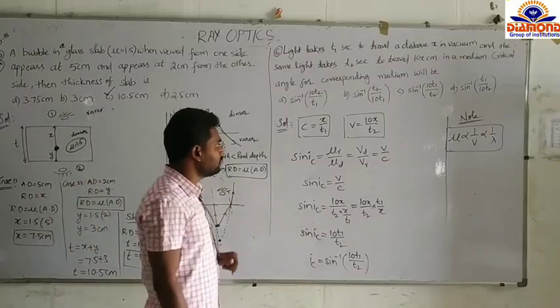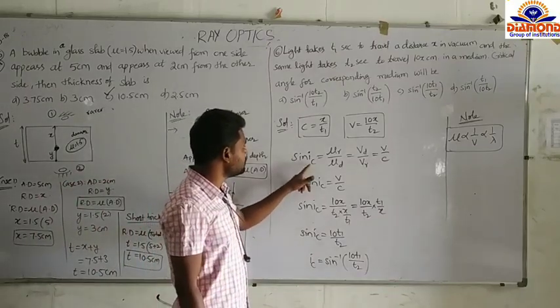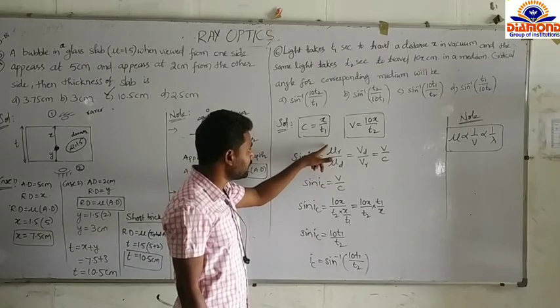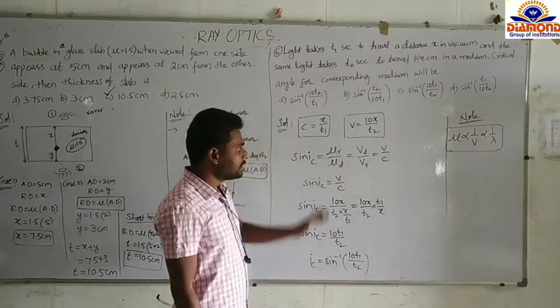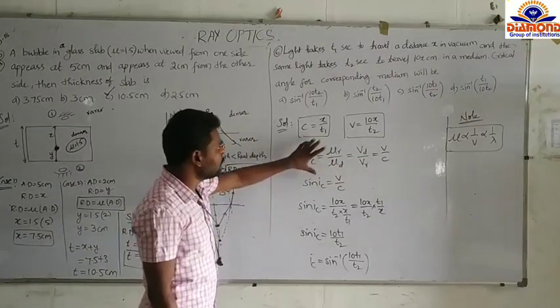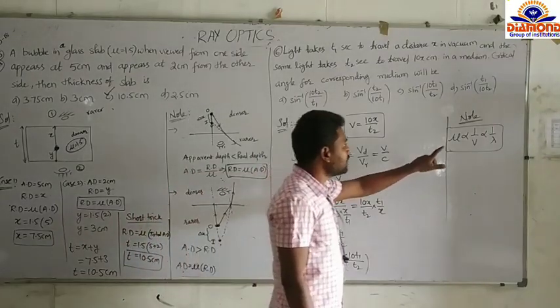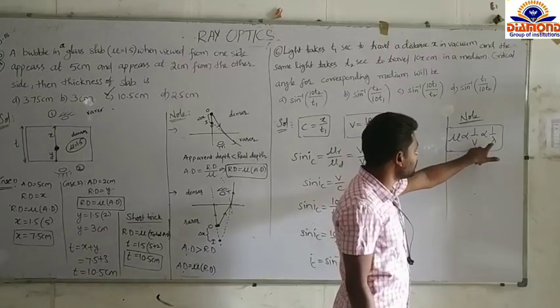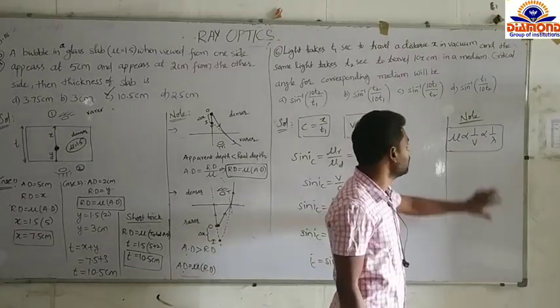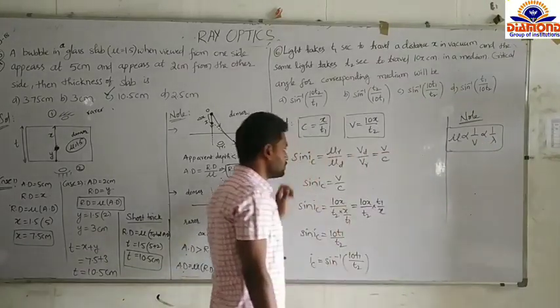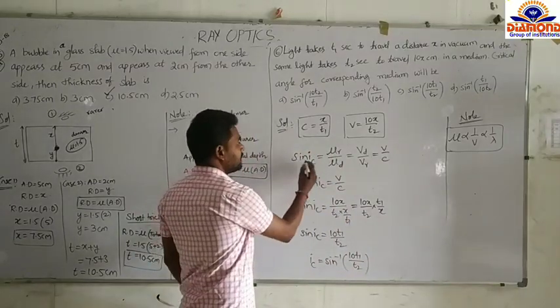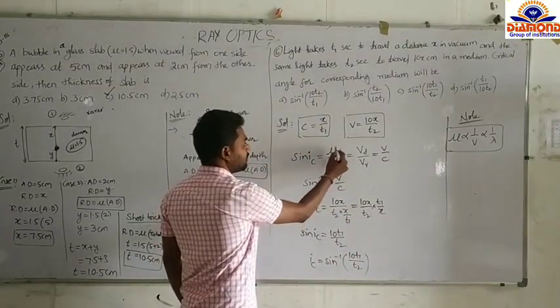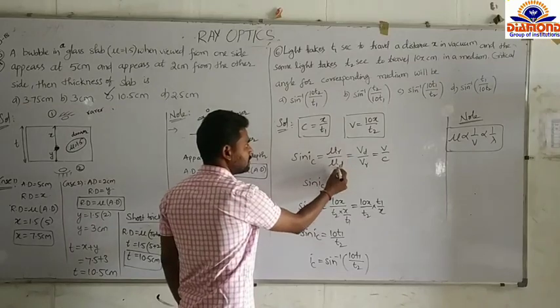Already in the previous problem we discussed the critical angle: sin IC equals the refractive index of the rarer medium to the refractive index of the denser medium. And one more thing you have to remember is that refractive index is inversely proportional to the speed of the light and inversely proportional to the wavelength of the light. By using this condition, we are solving the problem. So sin IC equals the ratio of the refractive index of the rarer medium to the refractive index of the denser medium.